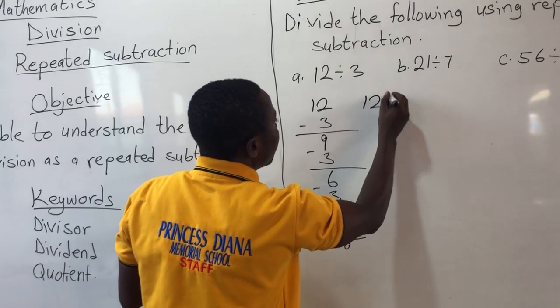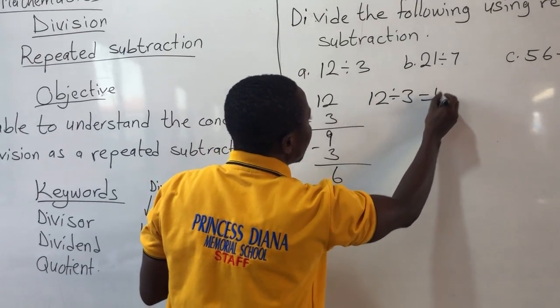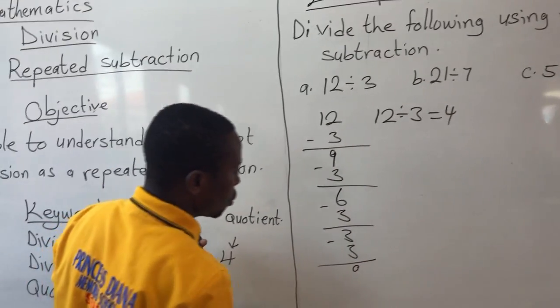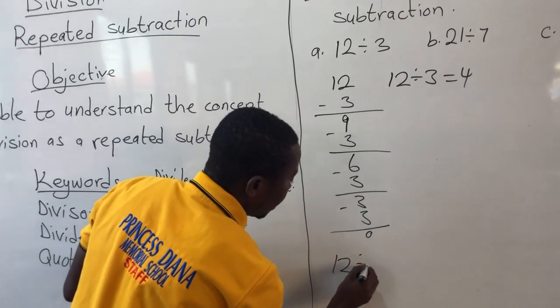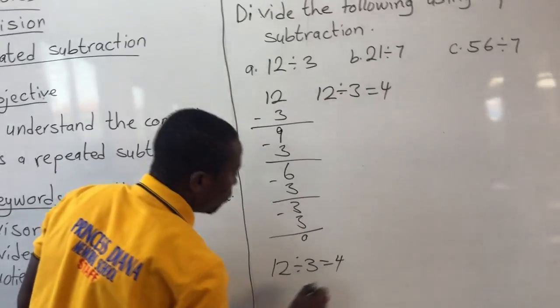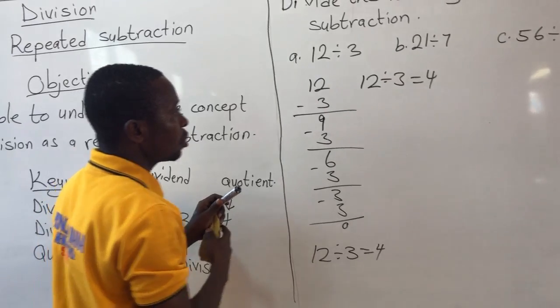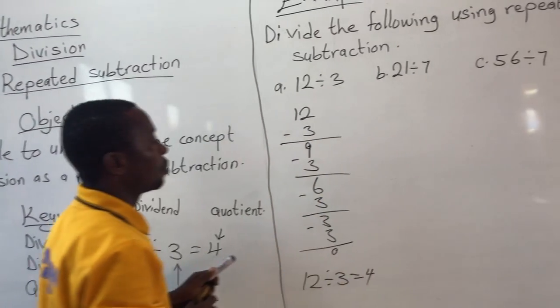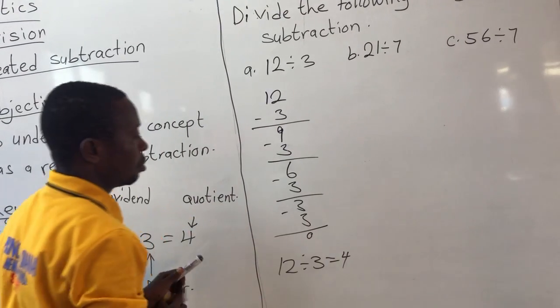So 12 divided by 3 will give us what? 4. Okay, so 12 divided by 3 is equal to what? 4. Good. I hope you are getting it.